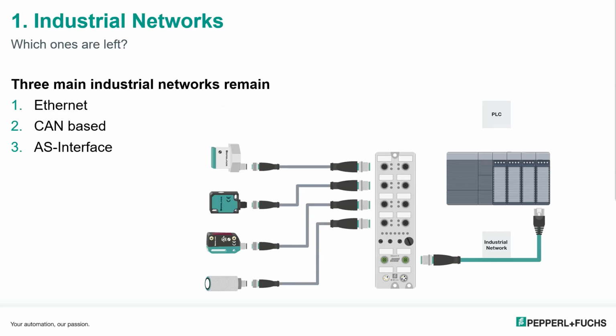Okay, before we jump into IO-Link, let's take a step back and talk about industrial networks first. I think there are three main industrial network physical layers, and the three are Ethernet, which is a big bucket, I'll give you that. With Ethernet we've got Profinet, EtherCAT, EtherNet/IP, those kinds of industrial networks. We've got CAN-based networks like CANopen or J1939. And AS-Interface has been around for a very long time.